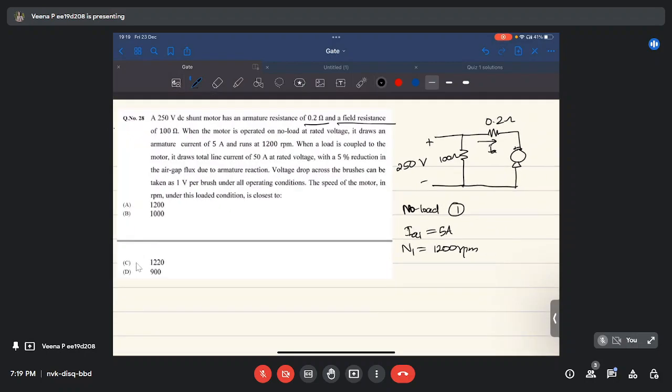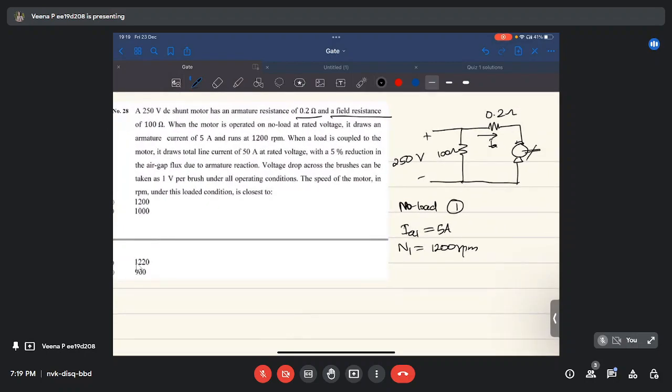When the motor is connected to a load, it draws total line current, this IL. Let that case be case 2. So the line current in case 2 is 50 ampere at rated voltage with a 5% reduction in the air gap flux. So if the air gap flux in the first case is K phi 1, in the second case it is K phi 2, which is 5% reduced. So it is 0.95 times K phi 1.